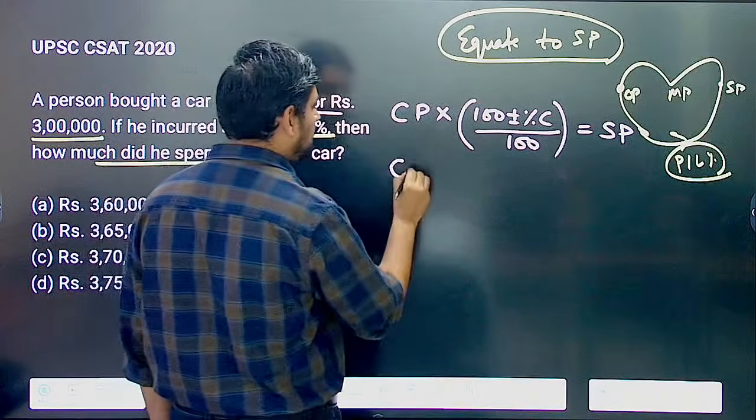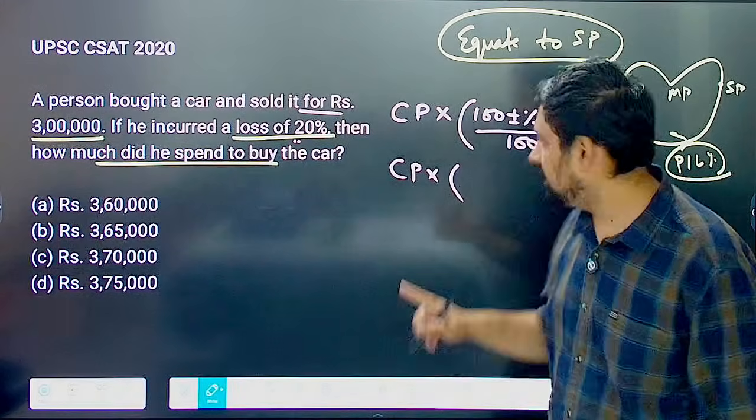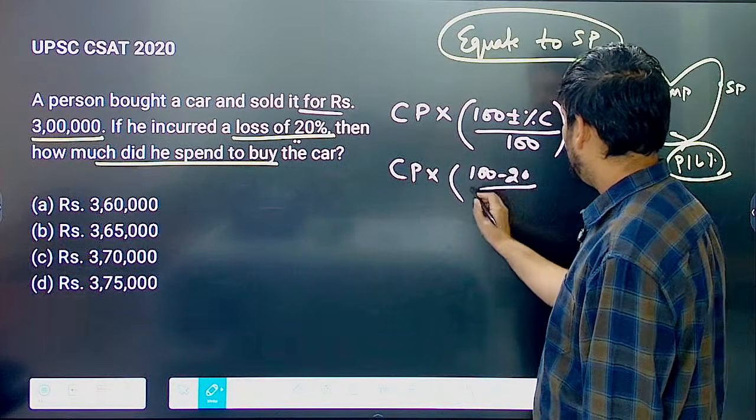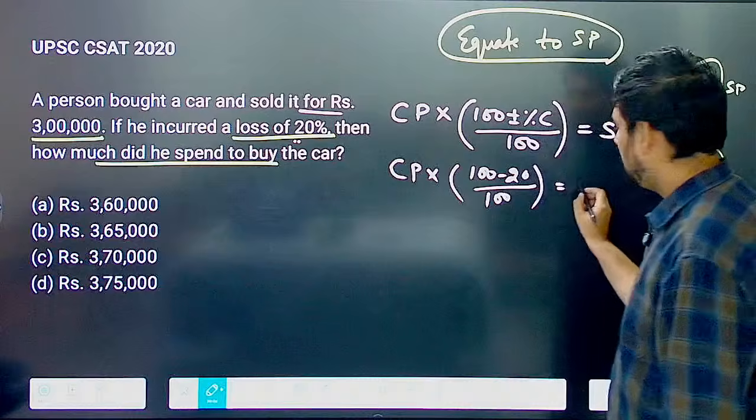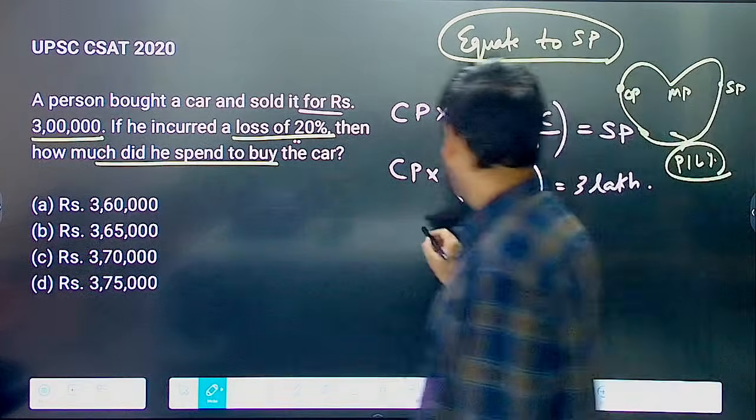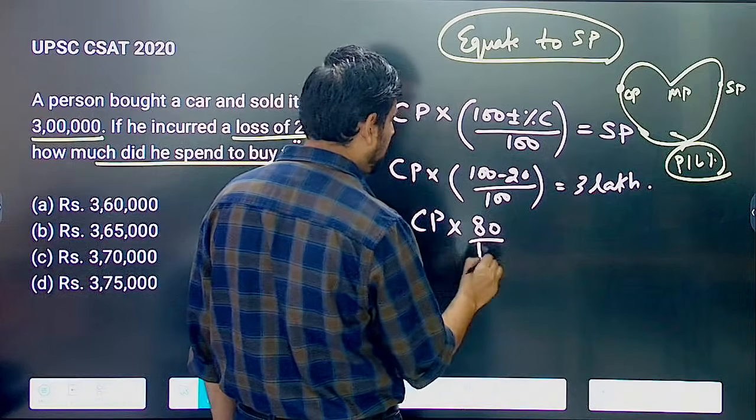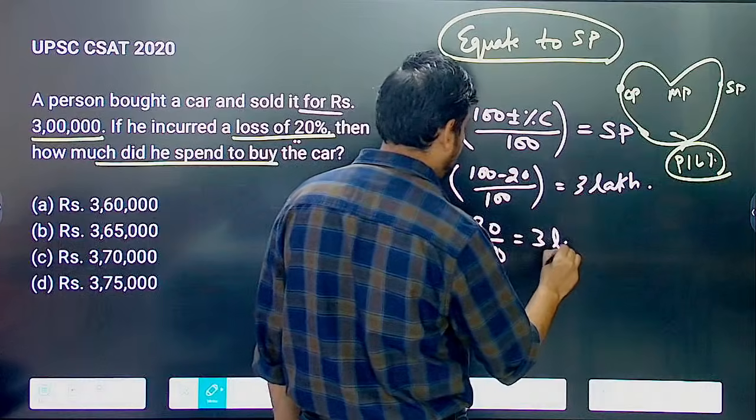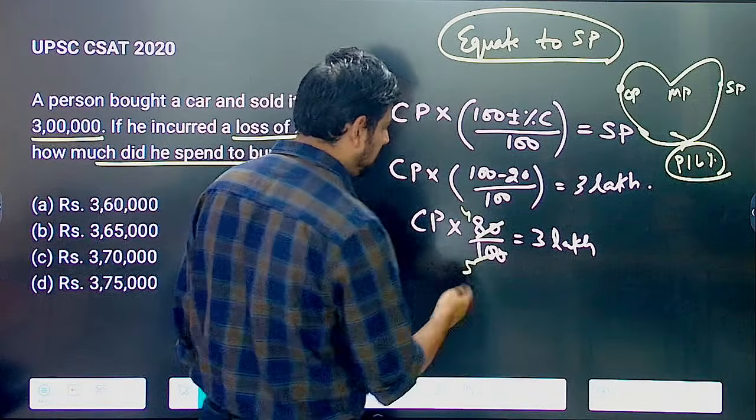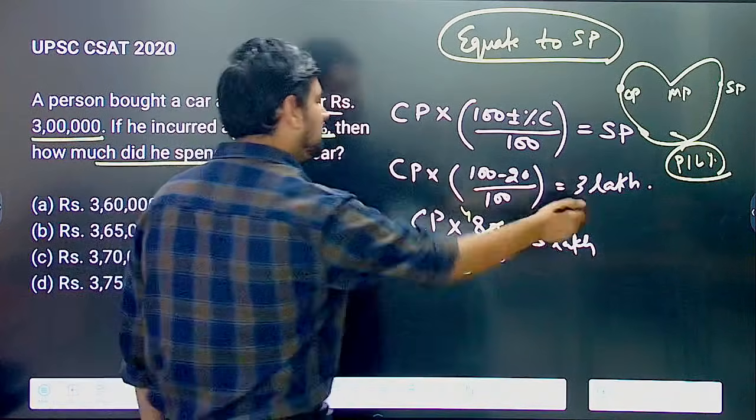Cost price I don't know. This is loss, and loss means minus. So CP into (100 minus 20) by 100 is equal to 3 lakh. That means CP into 80 by 100 is equal to 3 lakh. Now how many times will this go? 80 and 100 by 20, 4 and 5 times. You can send 4 and 5 there.